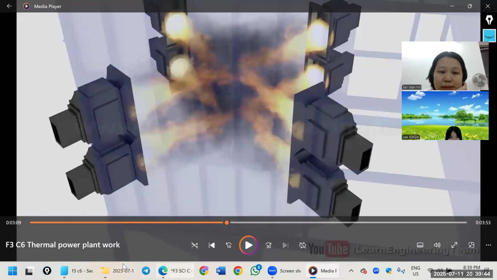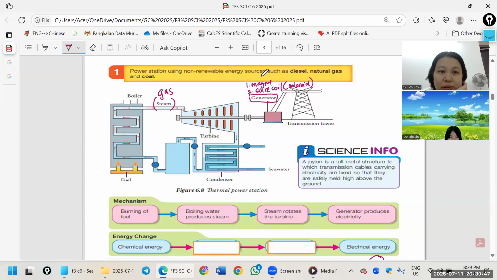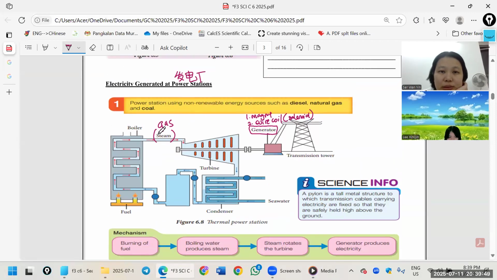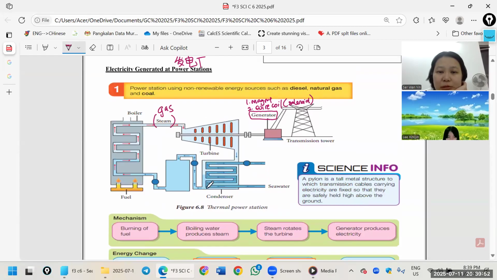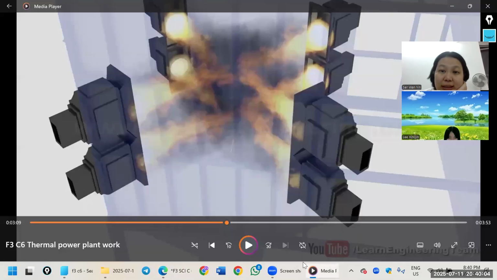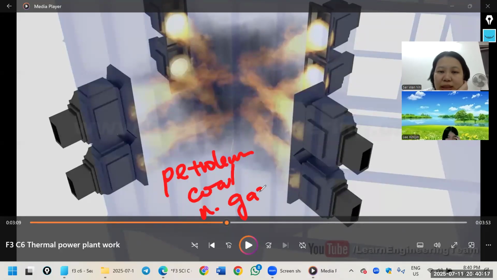So we say this is a thermal power station. Thermal means heat. We use heat, the water becomes steam. So that's why here got fire. Then how to make this fire? We can use what our country has: petroleum, coal, and natural gas, because our country has them.